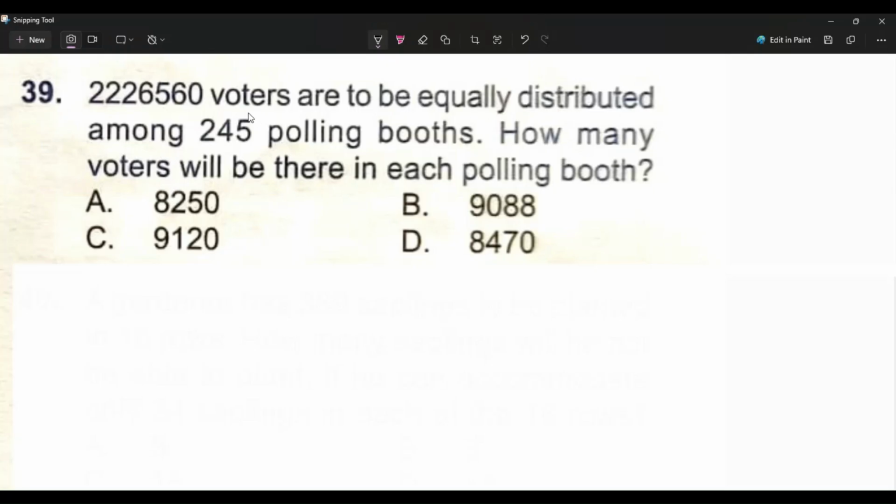39th question. 22,26,560 voters are to be equally distributed among 245 polling booths. How many voters will be there in each polling booth?